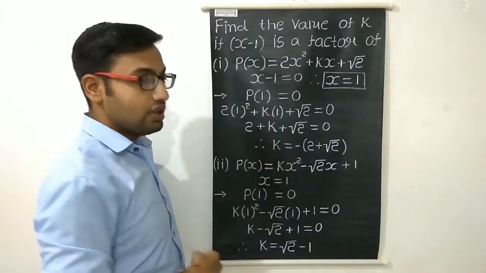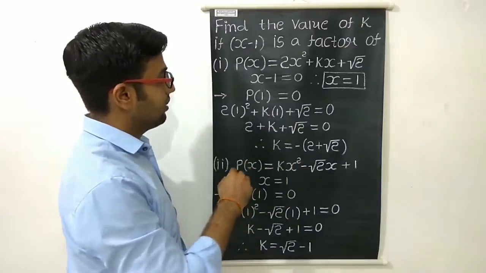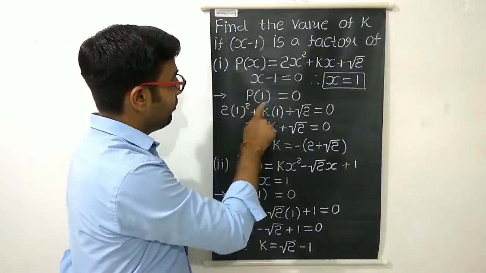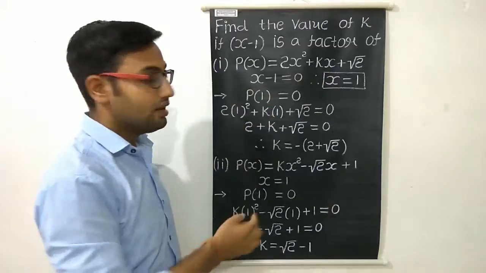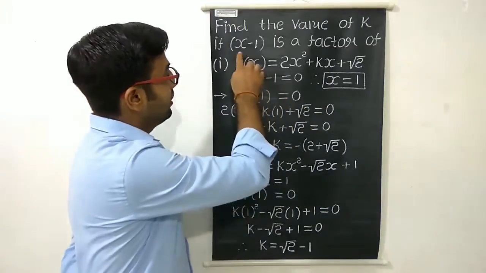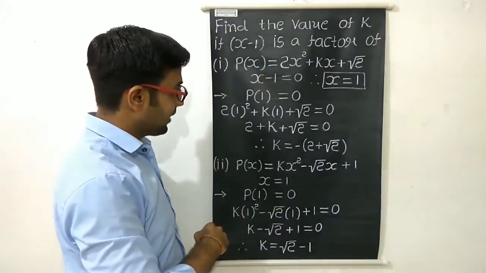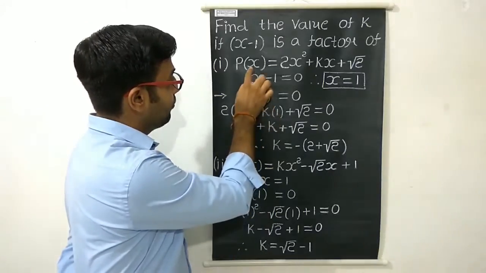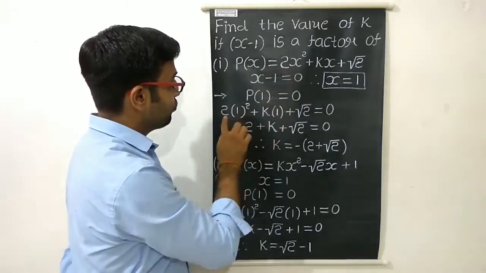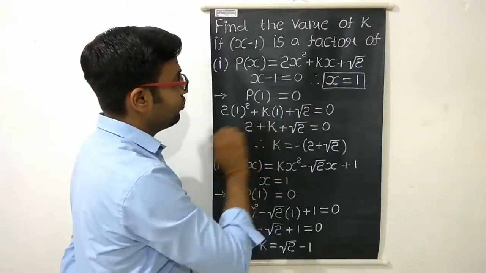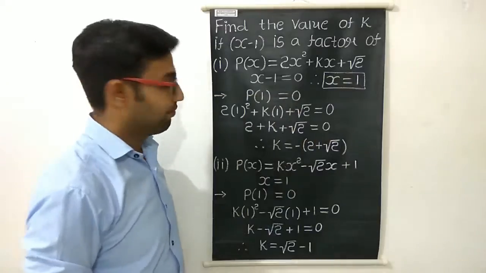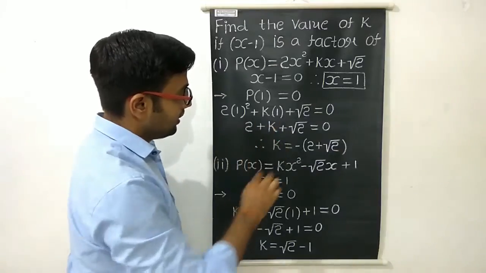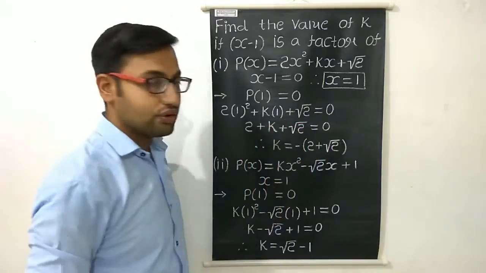So now, according to the remainder theorem, how do we find the remainder? By putting the value of x in the given polynomial. So P of 1 is our remainder and it is equal to 0 because x minus 1 is a factor. So according to the factor theorem, P of 1, the remainder, is equal to 0. Now put the value 1 instead of x. So here we will get 2 into 1 square plus k into 1 plus root 2 is equal to 0. Now simplifying, 1 square is 1 and 2 ones are 2, plus k ones are k, plus root 2 is equal to 0.